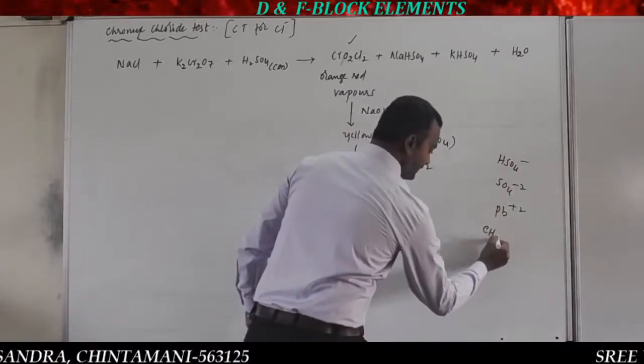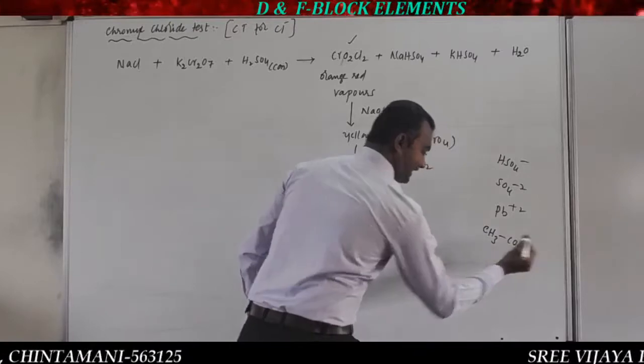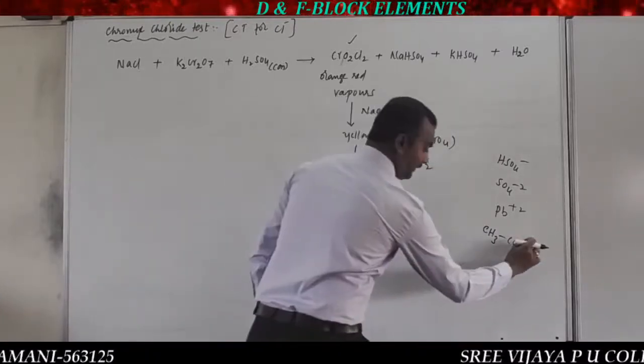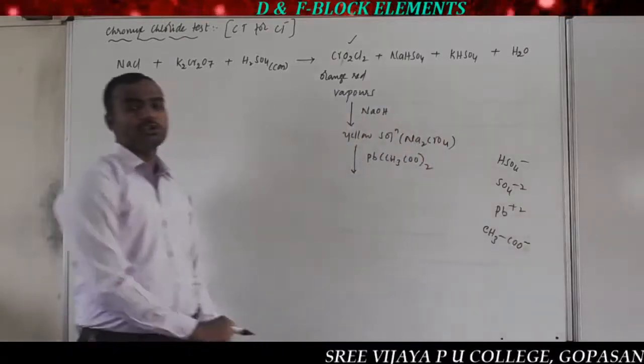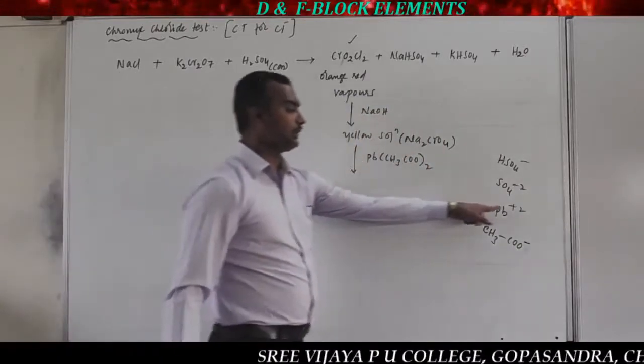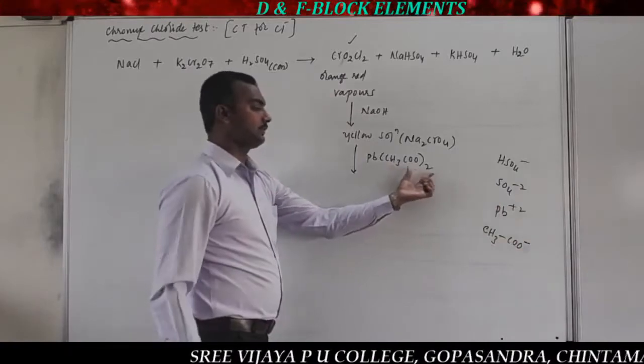Acetate is nothing but CH3COOH. This is called acetic acid, and after giving the H+ ion, CH3COO- is called the acetate ion. Lead has a +2 charge and acetate has a minus charge, so to balance it we took CH3COO twice.